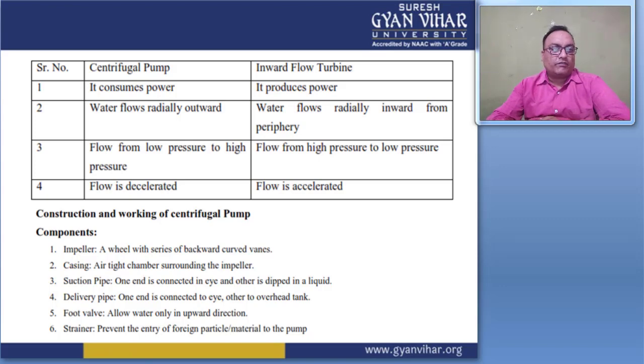And for the suction pipe, one end is connected to the eye and the other is dipped into the liquid. The delivery pipe has one end connected to the eye and the other to the overhead tank, where the liquid is sent. The foot valve allows water only in the upward direction. The strainer prevents the entry of foreign particles or material into the pump.